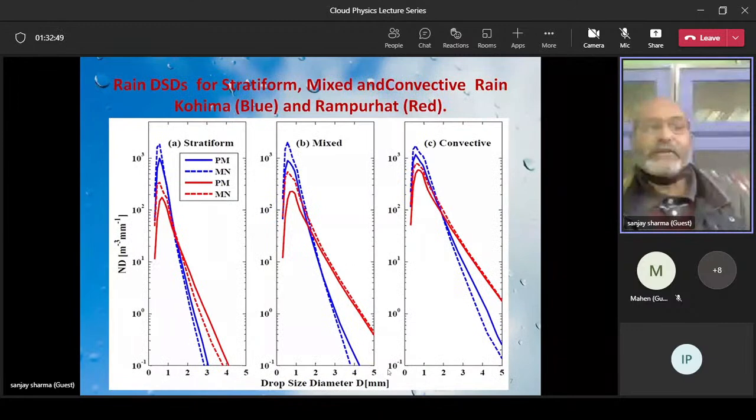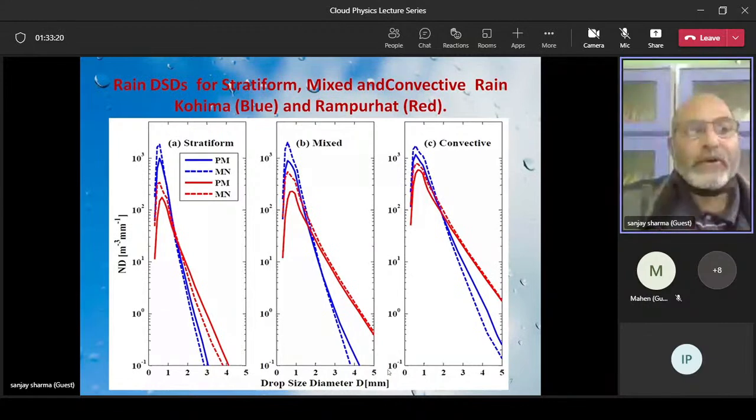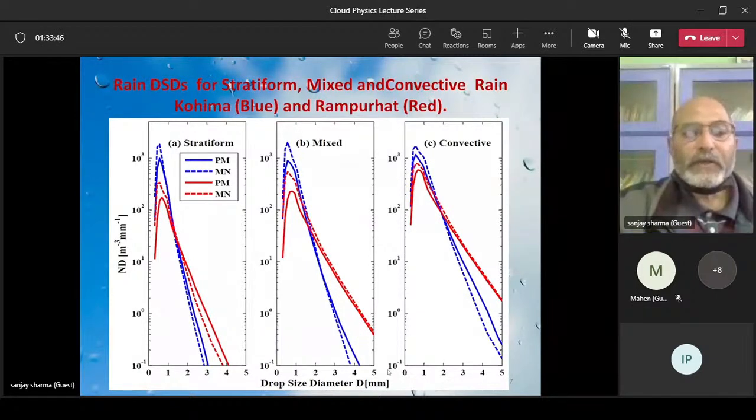Now we have plotted the raindrop size distribution here for three different situations: stratiform, mix, and convective. Here, the blue color is for Kohima, and red is for Rampurhat. We can see very distinct clustering in the shape of the raindrop size distribution here. The solid line is for pre-monsoon and the dashed line is for monsoon season. So overall, regionally, during both pre-monsoon and monsoon, for stratiform, mix, and convective, over the Rampurhat region, over eastern India, larger drops are more frequent compared to Kohima, which is in the northeastern part.